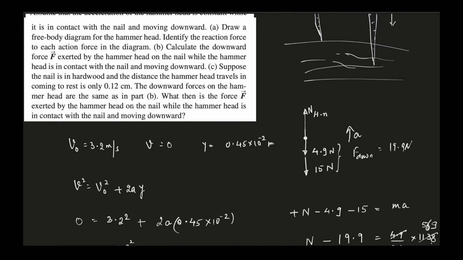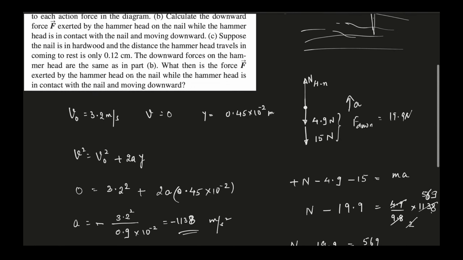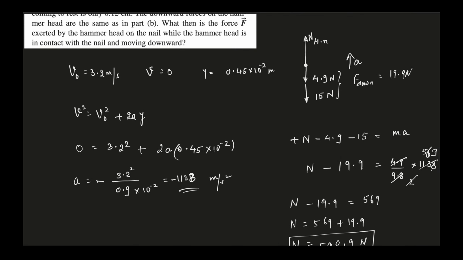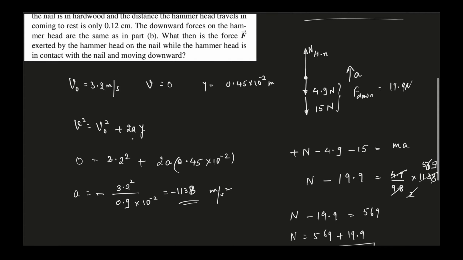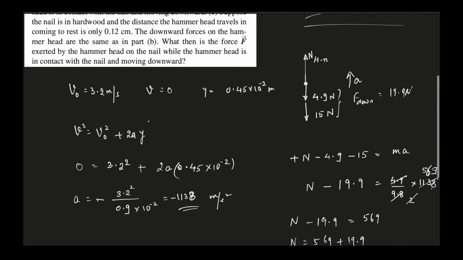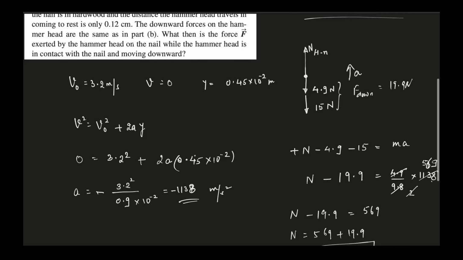So reflect upon the C part. What happens to the acceleration in C part? It will change. It will be some value greater than what it was, for 0.45 centimeters. Why will it be greater? Because the distance it travels is smaller now. Yeah, the y has reduced, correct? Y has become 0.12, which is like 1/4. So the acceleration will increase around 4 times. So the reaction force will increase by 4 times, correct?